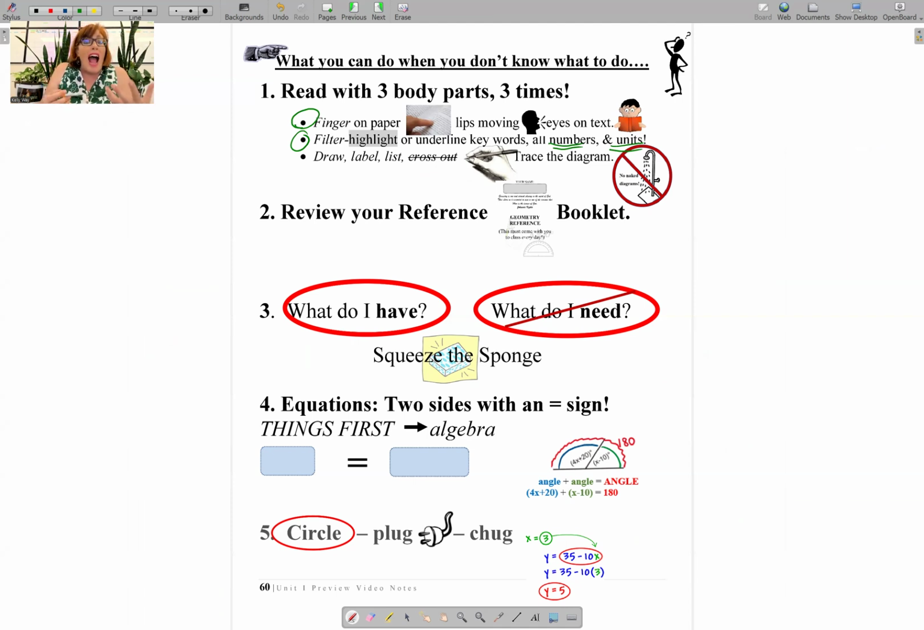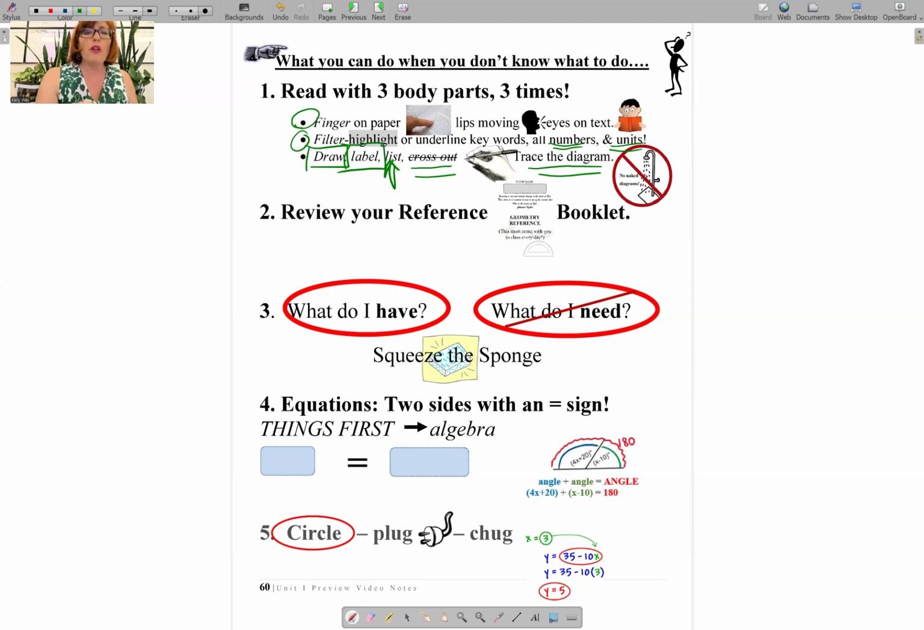You interact physically with the geometric or math problem. You create a drawing, you label the drawing, you list all your given information, and you cross stuff out as you account for it in the list. If you have the diagram, you physically trace with your fingers every aspect of that diagram. You can do all that without even knowing how to solve the problem.